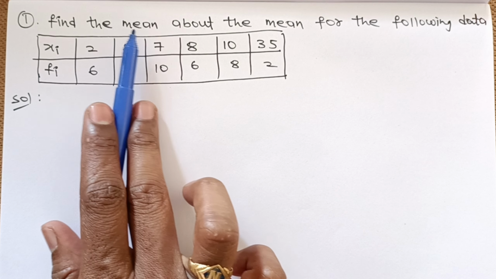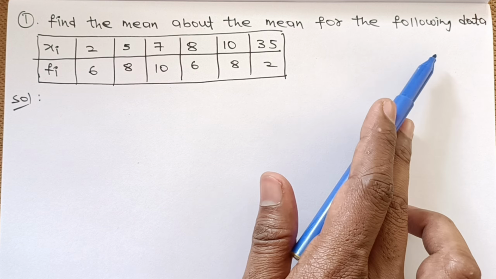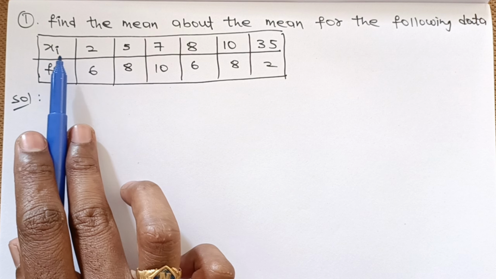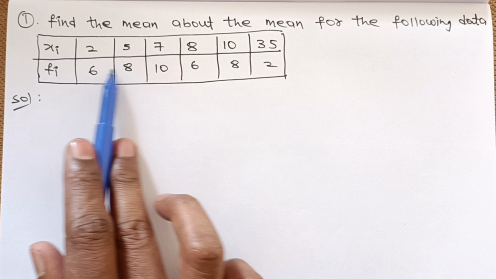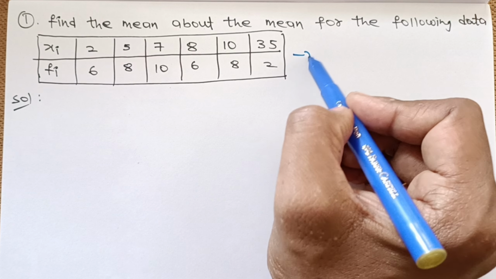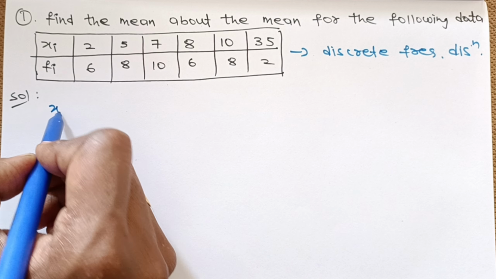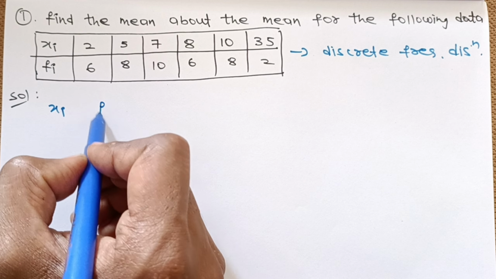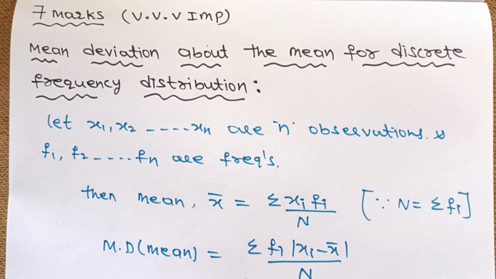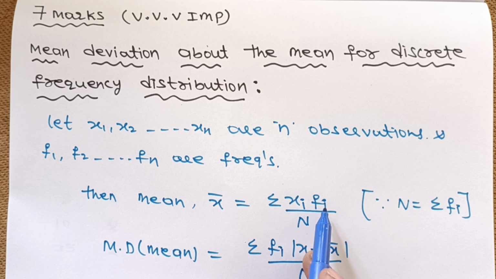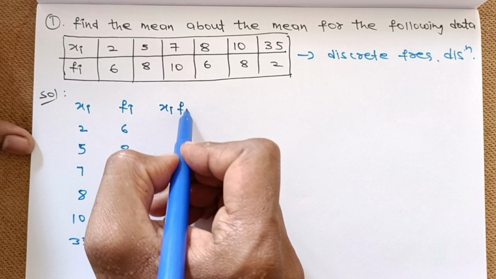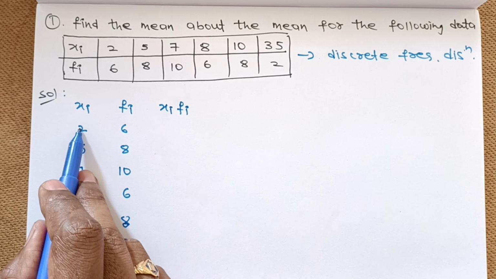Now see question number 1. Find the mean deviation about the mean for the following data. Clearly the given data contains observations and frequencies, therefore it is called a discrete frequency distribution. First write xi values. Next write fi values. And we know the mean formula is x bar equal to sigma xi fi by n. So first we find xi into fi values, after that the n value. Xi into fi means you should multiply xi and fi values.